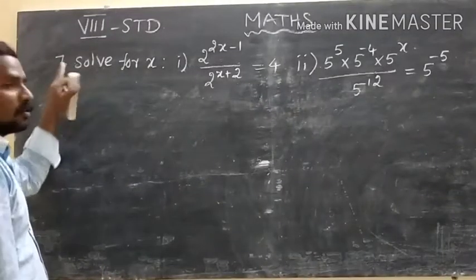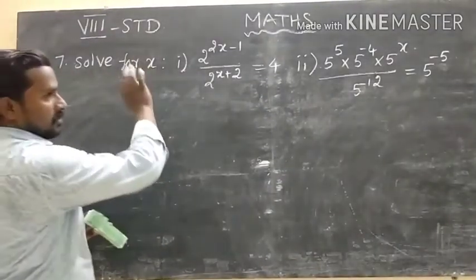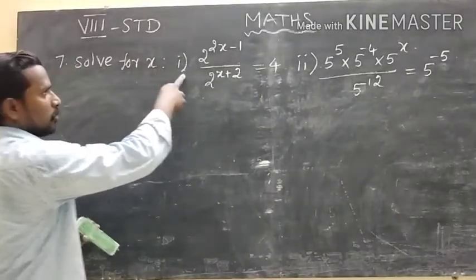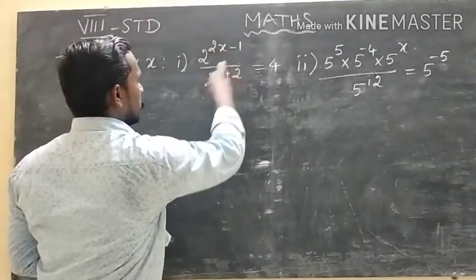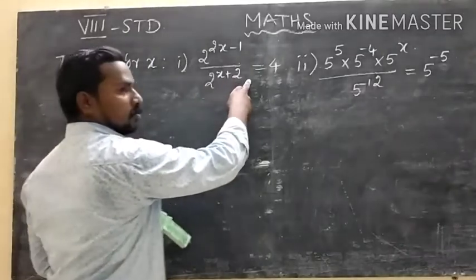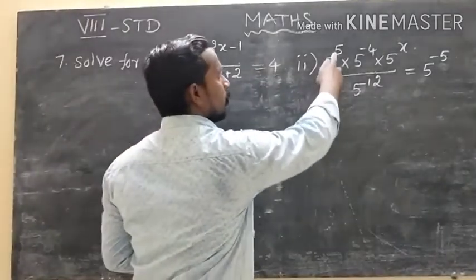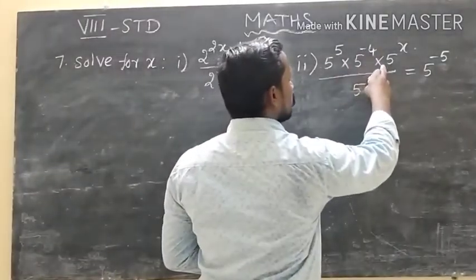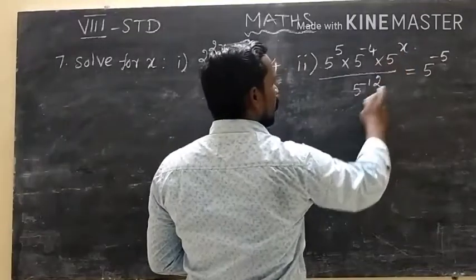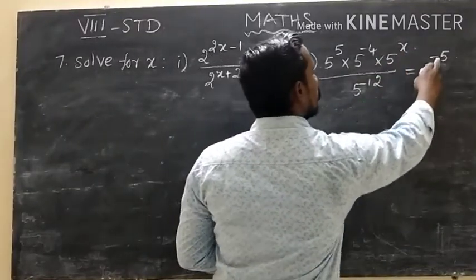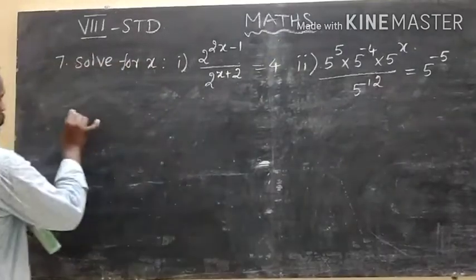Okay, dear students, seventh question. Solve for x. I want the value of x. The first question is 2 power 2x minus 1 divided by 2 power x plus 2 equal to 4. The second question is 5 power 5 into 5 power minus 4 into 5 power x, whole divided by 5 power 12, equal to 5 power minus 5. The solution.